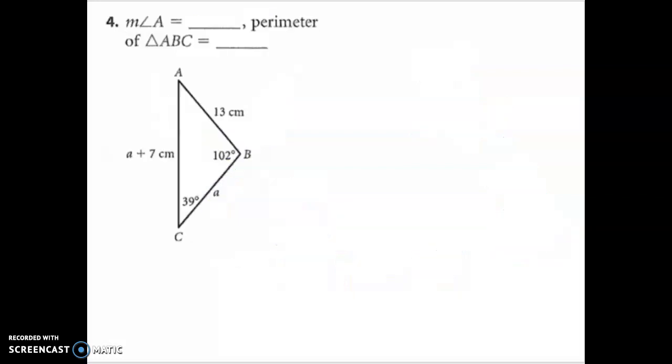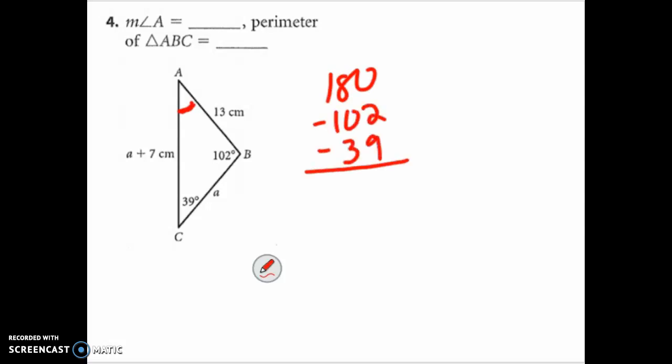All right, example number 4 is a little trickier. Notice that we don't have any congruent markings to show that this is an isosceles triangle yet. So we need to find this third side or third angle. I'm going to use the triangle sum conjecture to find that third angle, and it ends up being 39 degrees. So now we can assume that side A is 13 as well, and we also have this as 39 degrees.